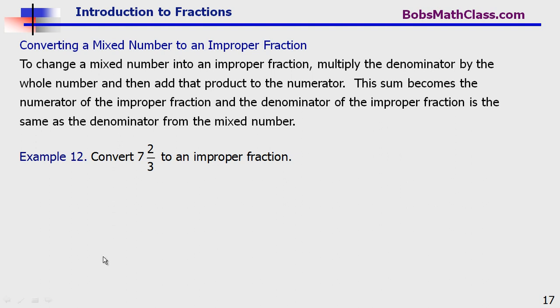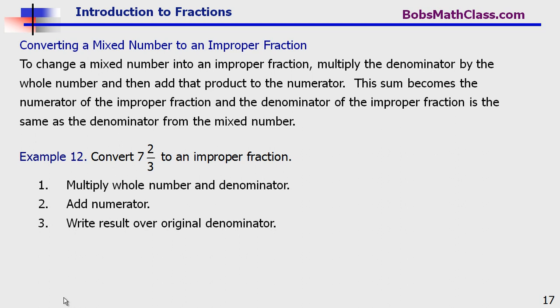So multiply the 7 and the 3, and then add the 2, and then the denominator stays the same. So 7 times 3 is 21, and then 21 plus 2 is 23, and the denominator stays the same. Okay, so multiply the whole number and denominator, add the numerator, and then write that result over the original denominator.